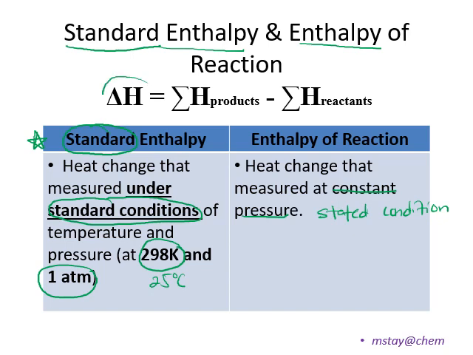So the delta H, as we already know, is always the sum of the enthalpy of products minus the sum of the enthalpy of reactants. So if you get a positive value, it means that it is an endothermic process. Or if the calculation shows a negative value, we know the process is an exothermic process.